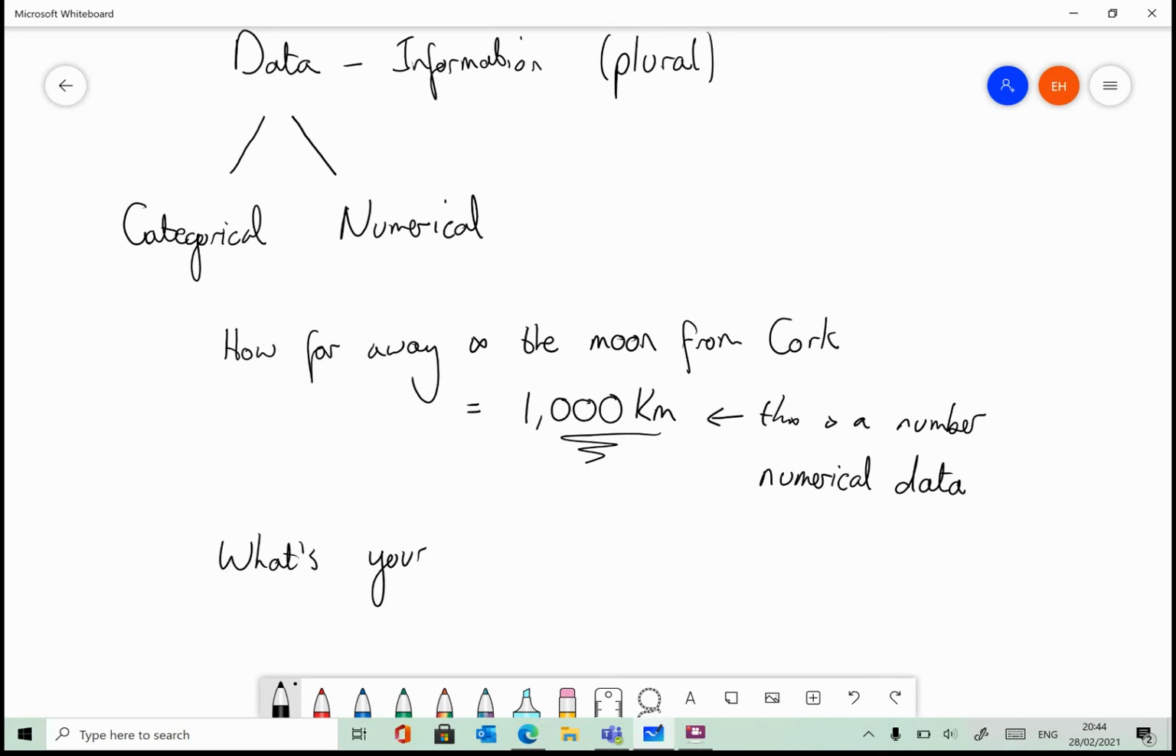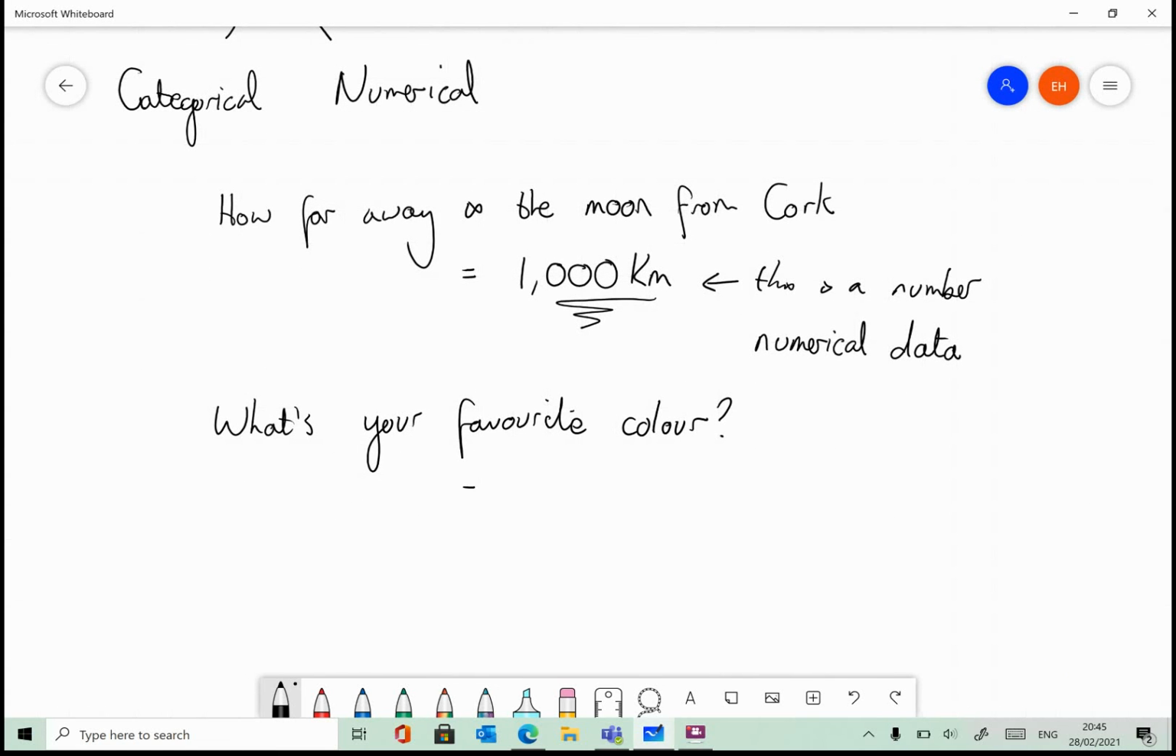What's your favorite color? The answer to that might be red. Is red a number? No, so this is not a number. Therefore, it's not numerical data. Therefore, it is categorical.